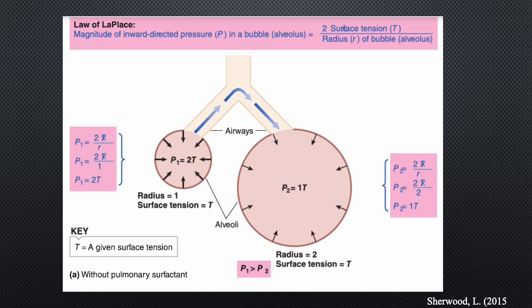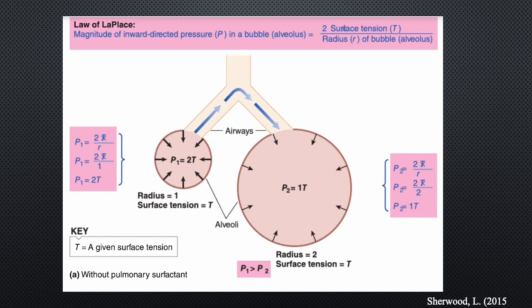Accordingly, if two alveoli of unequal size but the same surface tension are connected by the same terminal airway, the small alveolus would collapse and blow up the larger alveolus. However, because pulmonary surfactant reduces the surface tension of the small alveoli more than that of the large alveoli, pulmonary surfactant decreases surface tension to a greater degree in a small alveolus than in a larger alveolus, because the surfactant's molecules are crowded closer together in the smaller alveoli.